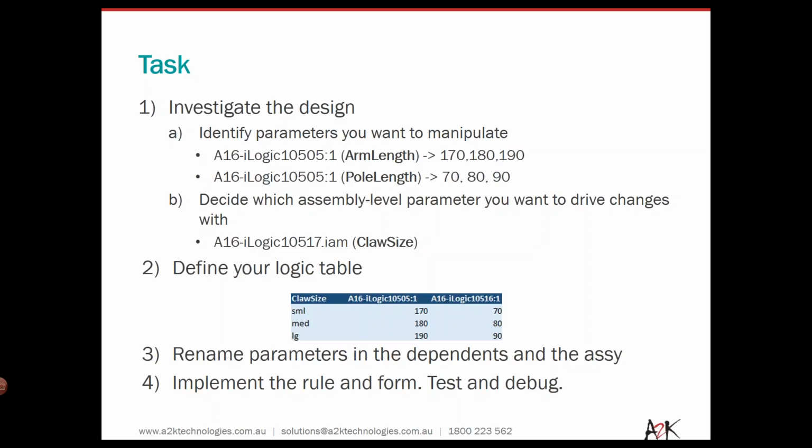In this case, I've identified the arm length of the claw and a supporting pole length as well that need to increase in step, so that 10 increment between according to that small, medium, and large flag that I'm going to create.